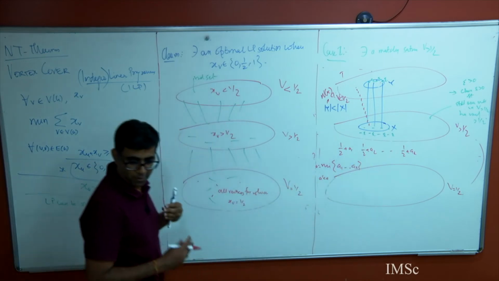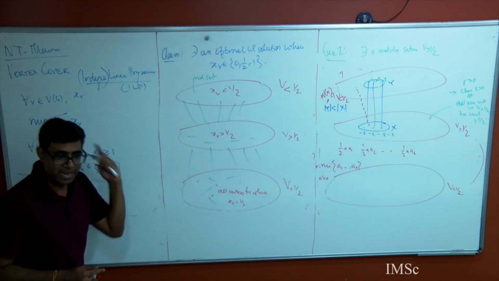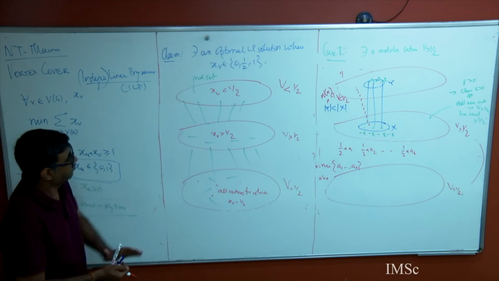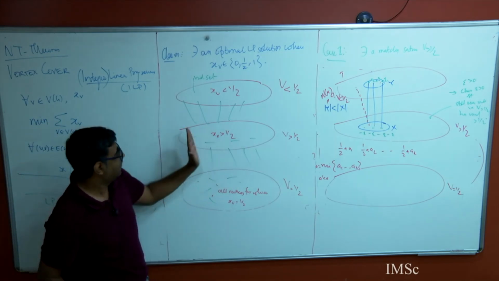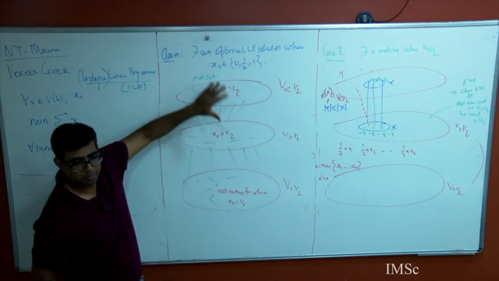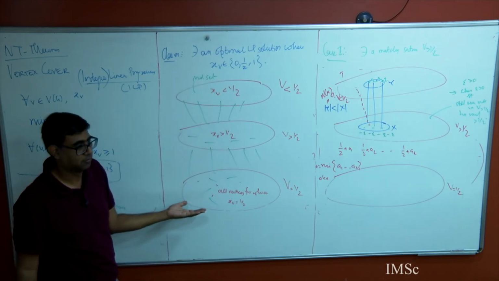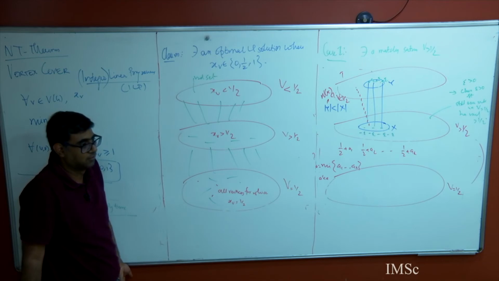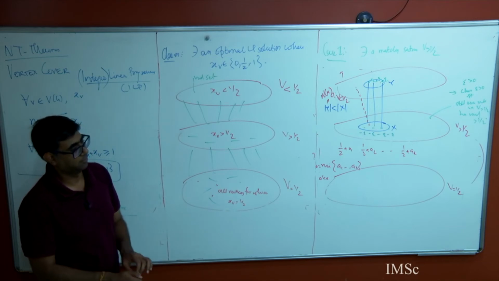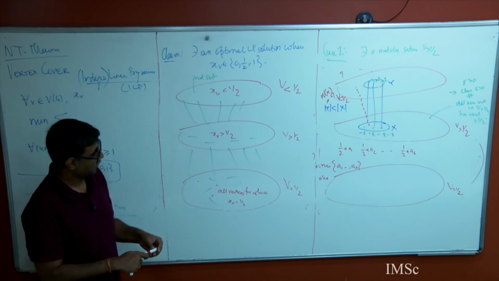So always, if I am at an LP optimum, then if you look at V greater than or equal to half, they are matching saturated, and you can flip 0 and half. That also means I can apply the reduction rule. We already saw this. So that's it. This is what the Nemhauser-Trotter theorem is.